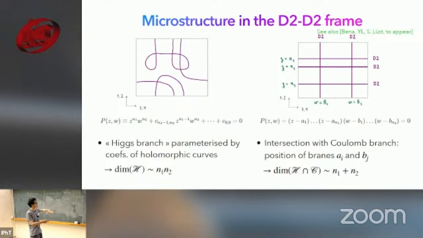On the Coulomb branch, if you want to take some pieces of the branes out, you have to restore some symmetry. Sometimes your polynomial can be written in this form. When you have this kind of form, it means that your branes are just wrapping some simple cycles, and then you can take them out from the T4. Again, the dimension of the Coulomb branch intersected with the Higgs branch is N1 plus N2.